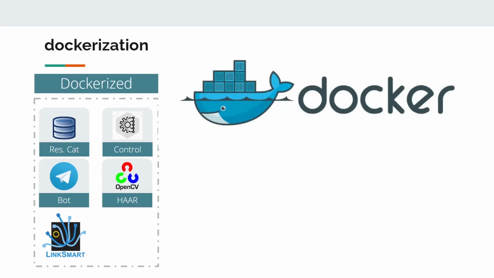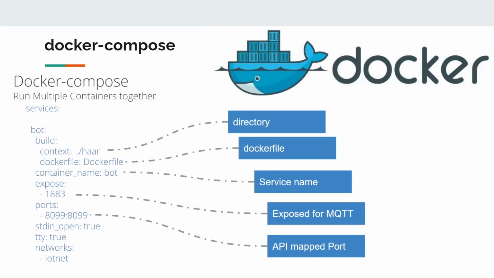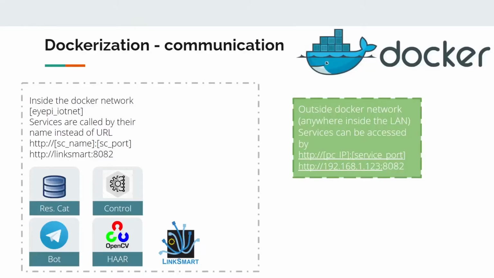All the services on the laptop are deployed through containers using Docker and Docker Compose. In this snippet, we can see that the name of the service is bot, and it exposes 1883 for MQTT and maps 8099 for REST communication, in addition to being connected to the IoT network. Communication inside Docker is done by calling actual names of the services instead of an IP, while outside it is done by calling the actual IP itself.